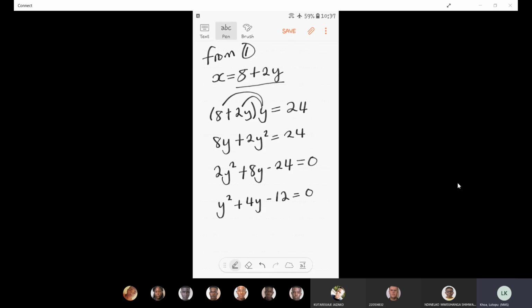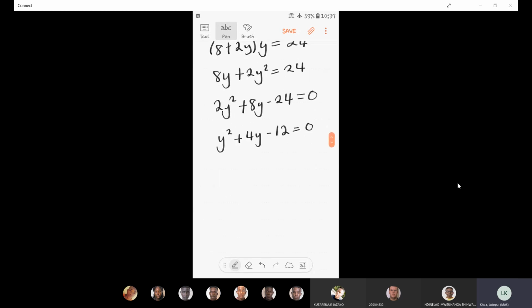And then we try and factorize it. We look for two numbers that when you multiply them, the answer is negative 12, and when you add them, the answer is positive 4. Those two numbers are negative 2 and positive 6. So y minus 2, y plus 6, and this is equal to 0. So when I solve this, I'll get y is equal to 2, or y is equal to negative 6.